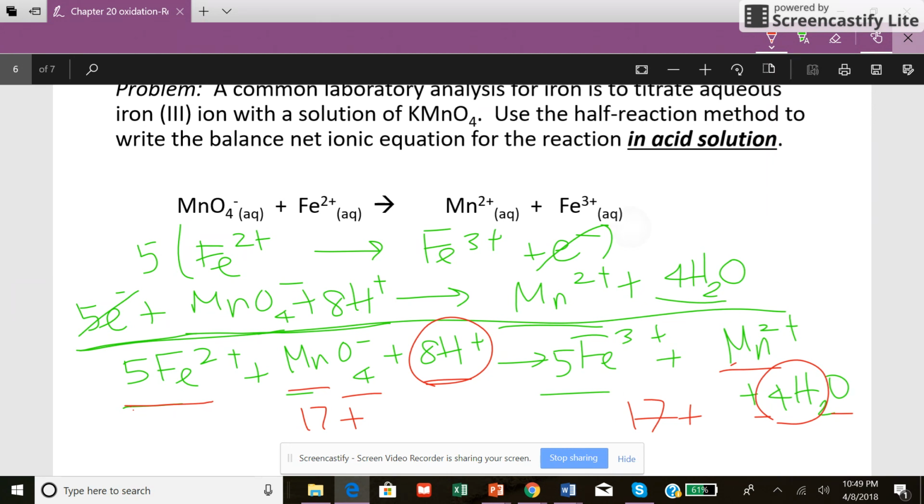This one, because the electron is on the right side, is the oxidation reaction. Because the electron is on this side, this is the reduction reaction. Fe, because it is oxidized, is a reducing agent, and then the permanganate is an oxidizing agent. Okay, I'm going to stop right here.